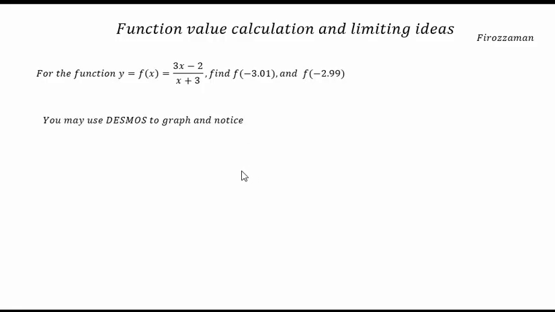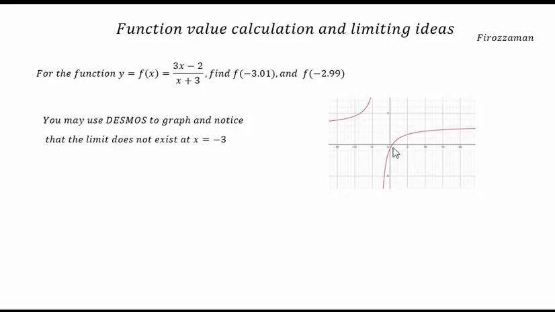You can use most graphing calculators, and you will see that the limit does not exist, and we will see the graph here. So at −3, we have a vertical asymptote, as you see here.